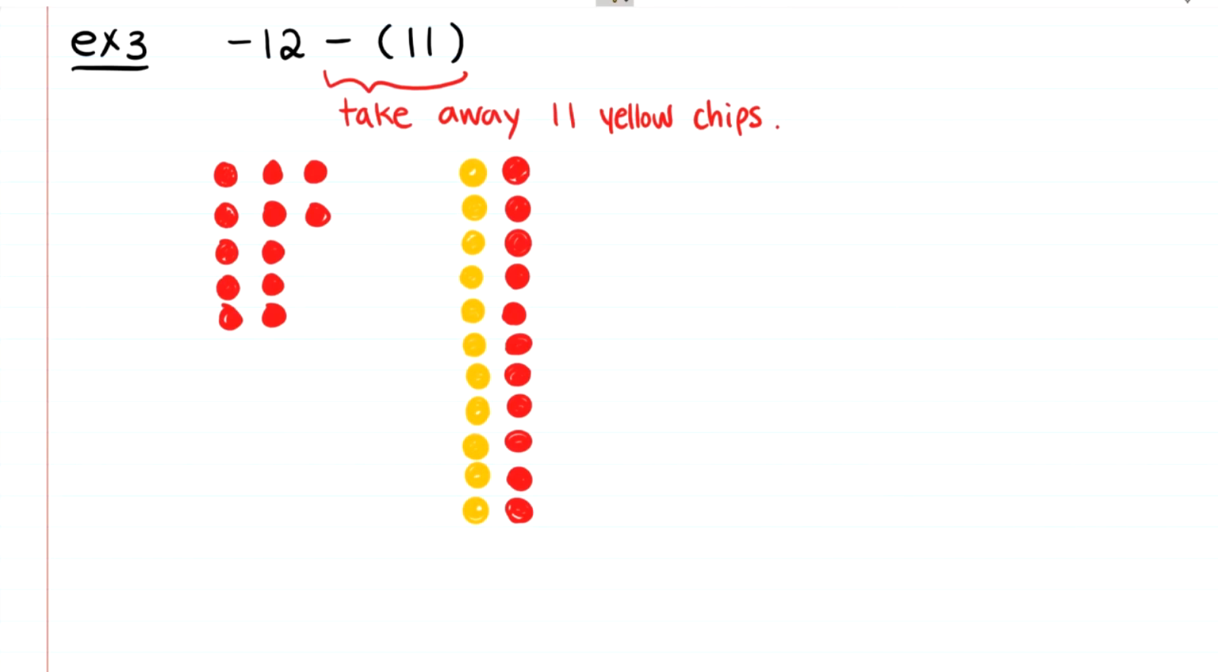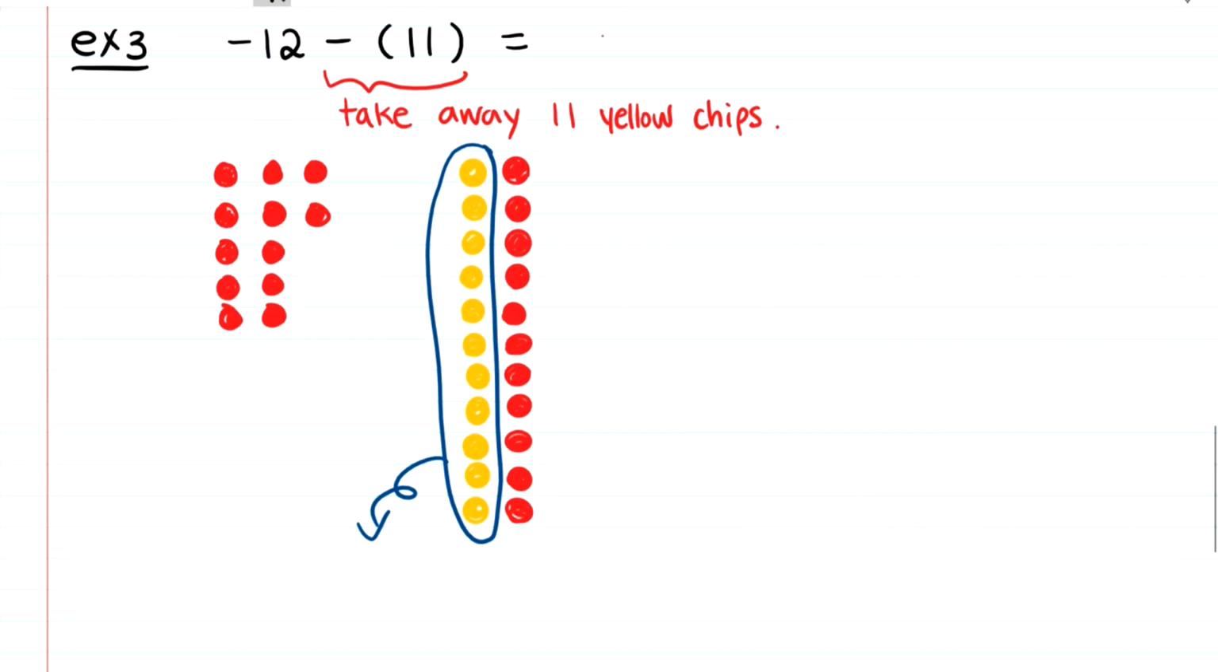Okay, once you have 11 zero pairs, we are safe to take away 11 yellow chips. So these are going to be taken away. They're gone. And you're left with 12 and 11 red chips. So the answer is 23 red chips. And the red means negative, so don't forget to put the negative sign in front of 23.